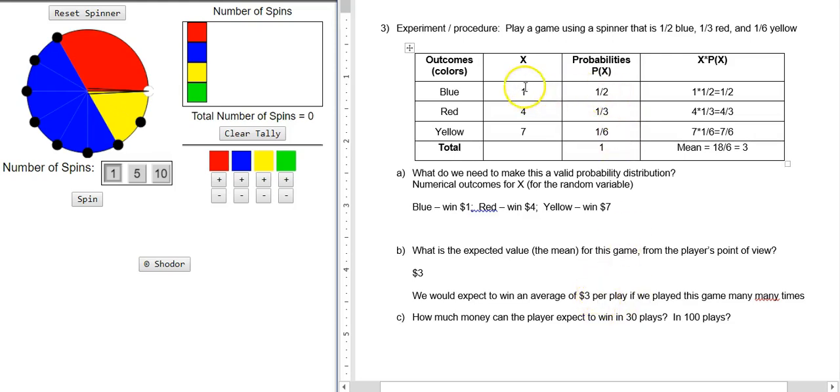Now that doesn't mean that we're winning $3 on any one play. We can't, because that wasn't how our game was set up. We're either going to win $1 or $4 or $7. We're never actually going to win $3. That's just the average per play.